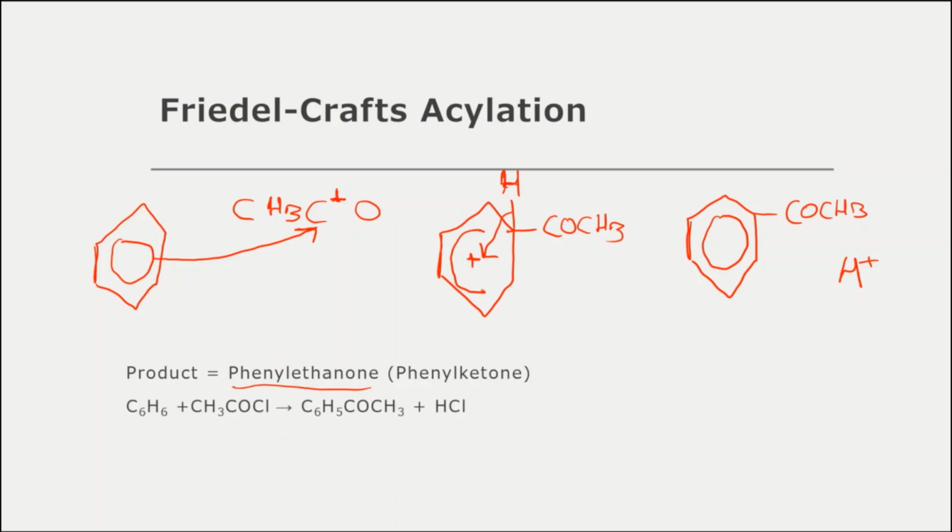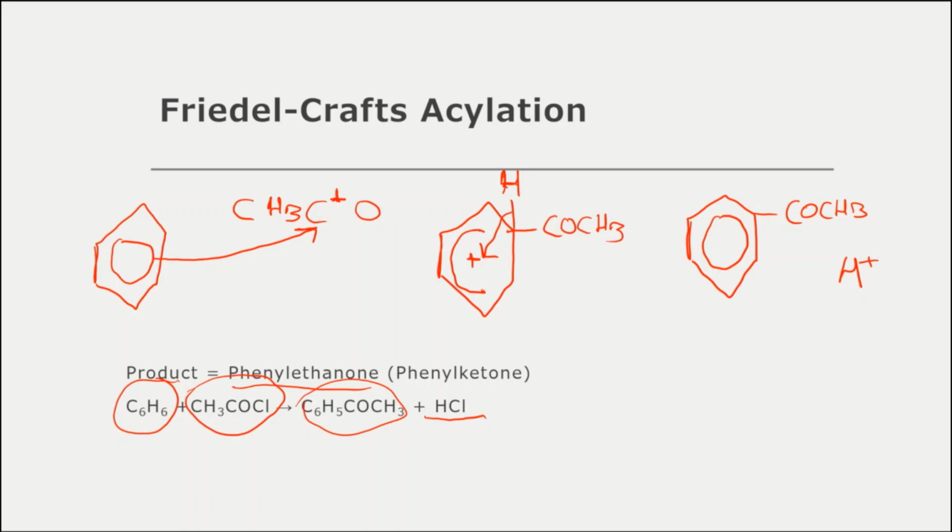You can also be asked about the overall equation. So the benzene plus the ethanoyl chloride. Remember, we don't include the catalyst, and so we end up forming our phenylethanone as well as an HCl in this case.